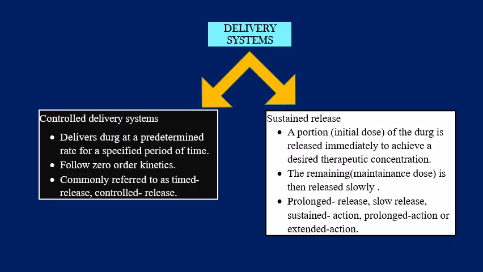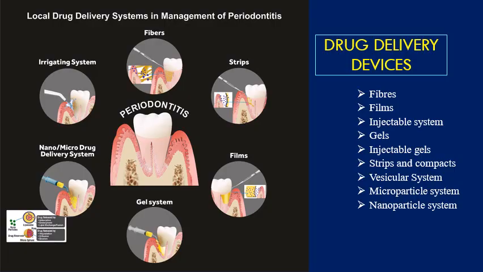One is the controlled delivery system and the other is the sustained release. Controlled delivery system is where the drug is released at a predetermined rate for a specific period of time, and it is also referred to as timed release or controlled release. Sustained release is where a portion of the drug is released immediately to achieve a desired therapeutic concentration and the remaining is then released slowly. It's also known as prolonged release, slow release, sustained action, prolonged action, or extended action.